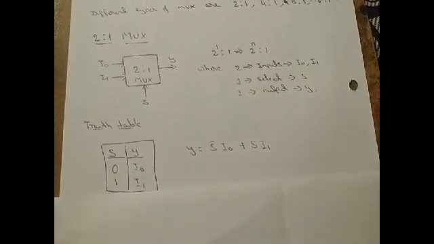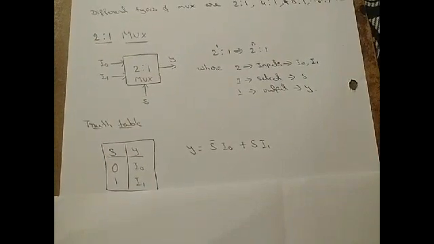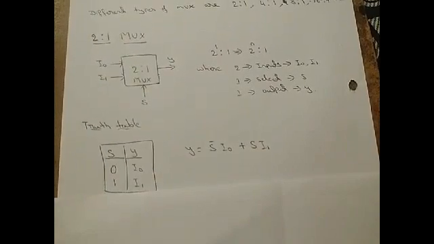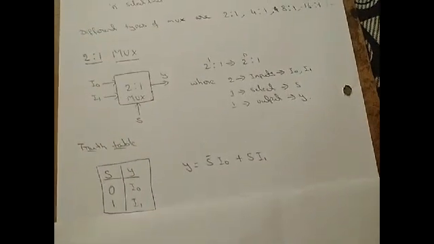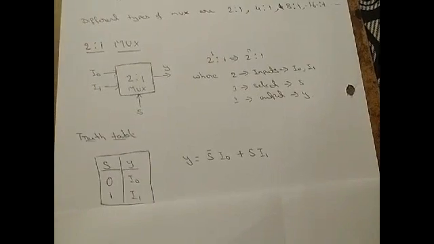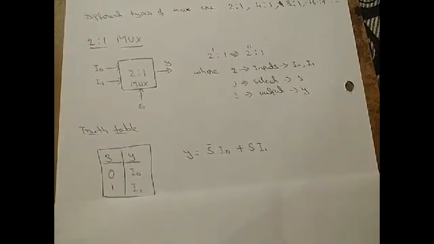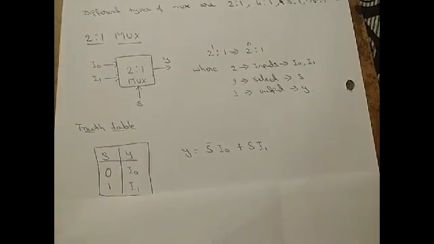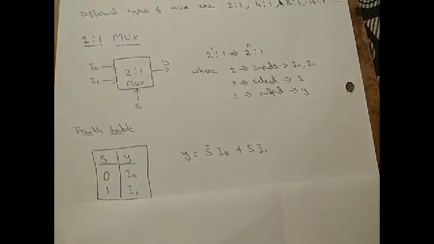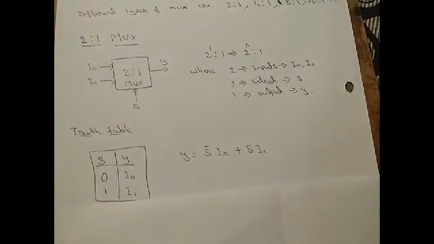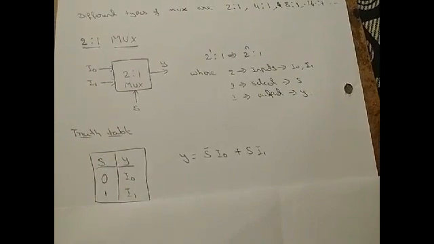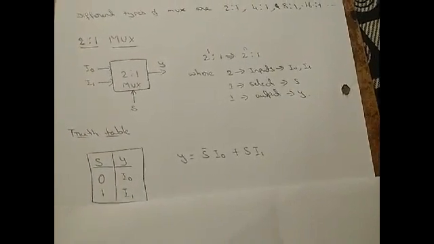When the select line is 0, I0 will always be selected. If the I0 value is 0, you get 0. If the I0 value is 1, it will be displayed as 1. If the select line is 1, obviously I1 will be selected, and the output is 0 or 1 accordingly. The formula is Y equals S bar I0, since S is 0, plus S I1, since S is equal to 1.